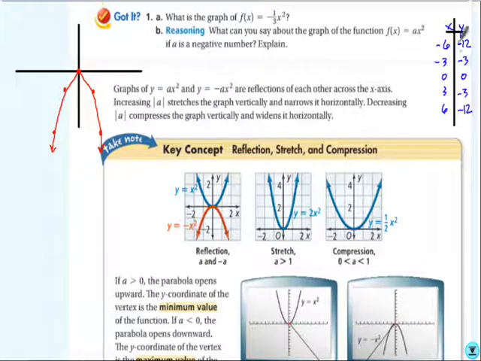Alright, so here's my table of values. You'll notice that I picked numbers that I knew were multiples of 3 so that they'd work with the fraction nicely. So negative 6 squared is 36, negative 1/3 times 36 is negative 12, and so on. So there's my numbers, and over here is just my sketch of the graph.